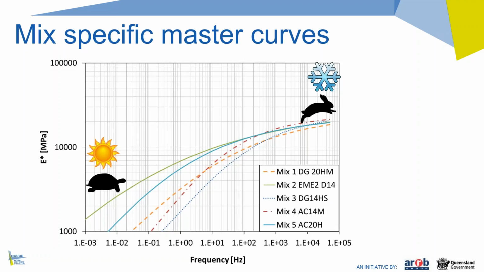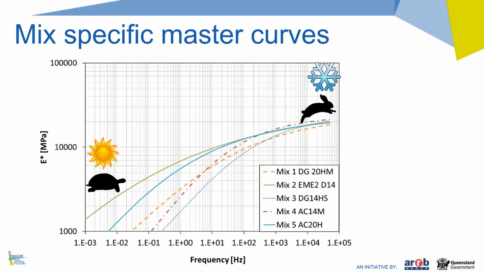And as you can see on this slide, the EME, so that's the green line, is the top line. EME has got a much higher modulus on the left part of the graph, and that is the part of the graph where we have slow-moving loads like turtles and high temperatures. So there, EME has got the highest modulus. The lowest modulus is, as you would expect, the DG14 mix with the polymer modified binder.